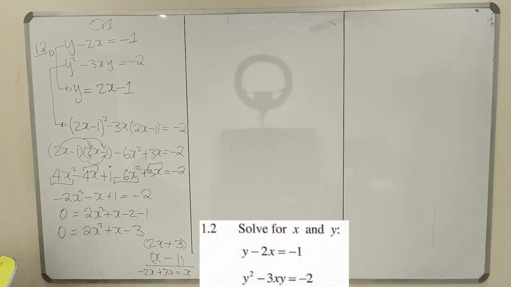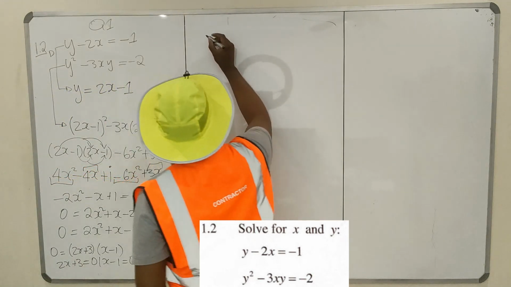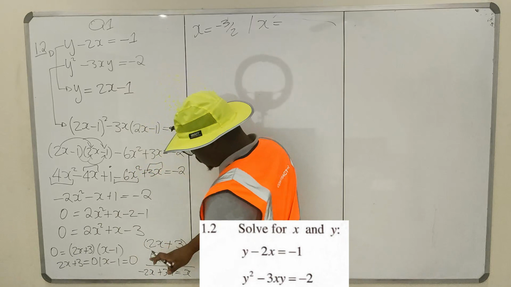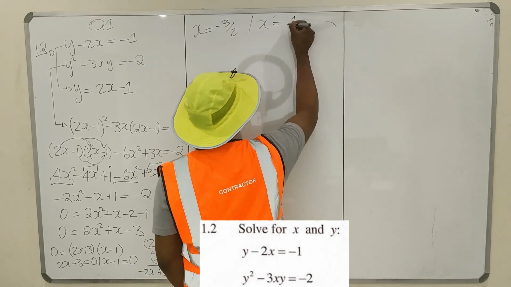Or you can use the quadratic formula. So 0 is equal to 2x plus 3 and x minus 1. So you have two brackets multiplying each other and the product is 0. Which means this bracket 2x plus 3 is equal to 0, or x minus 1 is equal to 0. So you solve your x there. Your x is equal to minus 3 over 2, or your x is equal to 1. These are the values of x.